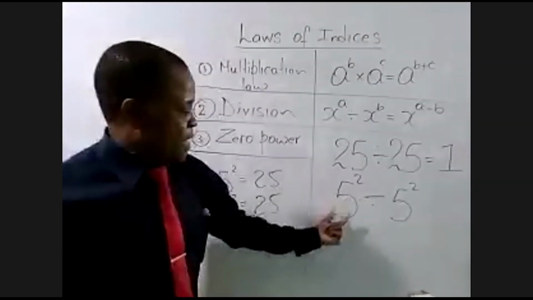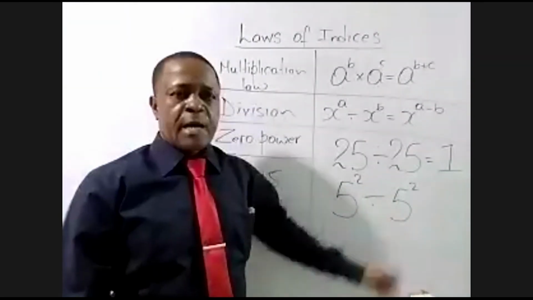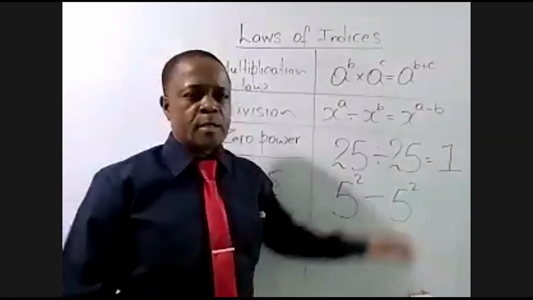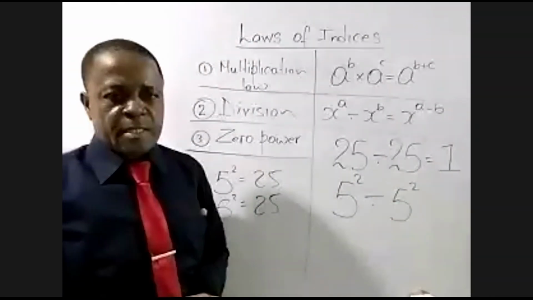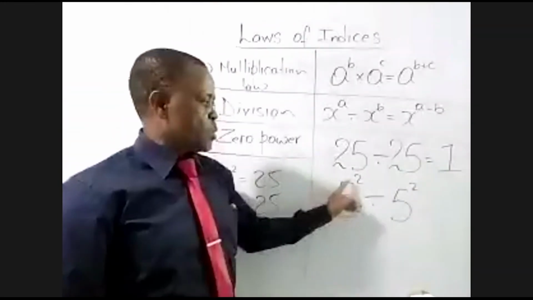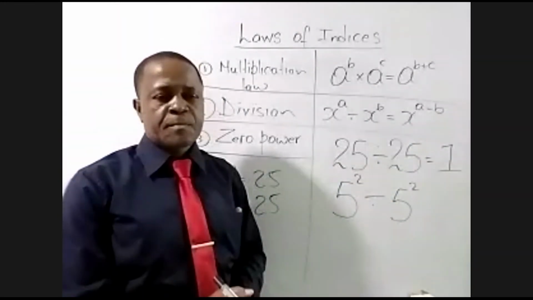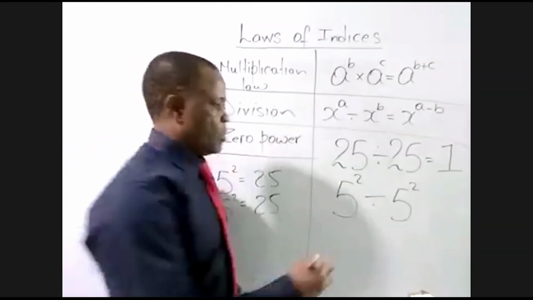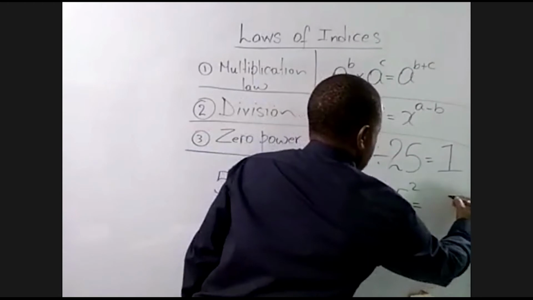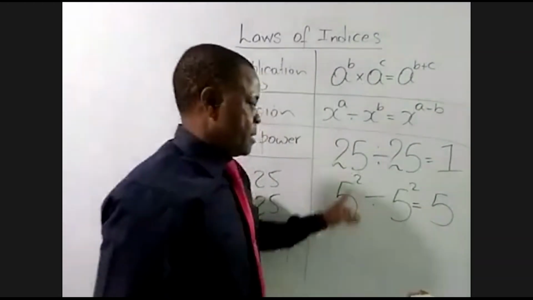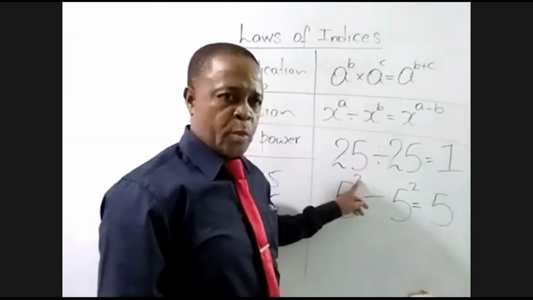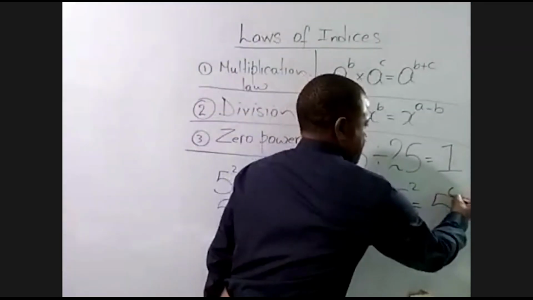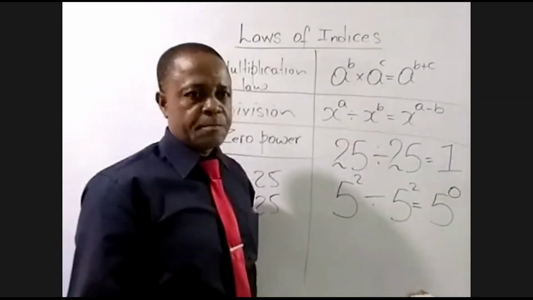Now, if I am dividing and the bases are the same, what should we do with the powers? Yes, you're correct. We should subtract the powers. Now, if I go ahead and subtract the powers there, then 2 from 2 is going to give me what? 0. So I'm now left with 5 to the 0.